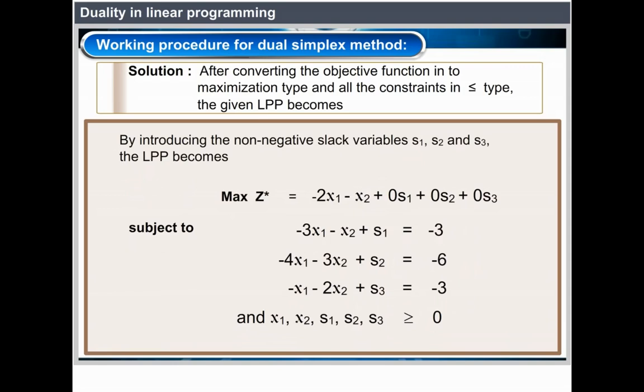By introducing non-negative slack variables s1, s2 and s3, the LPP becomes maximize z star equal to minus 2x1 minus x2 plus 0s1 plus 0s2 plus 0s3 subject to minus 3x1 minus x2 plus s1 equal to minus 3, minus 4x1 minus 3x2 plus s2 equal to minus 6, minus x1 minus 2x2 plus s3 equal to minus 3 and x1, x2, s1, s2, s3 greater than or equal to 0.